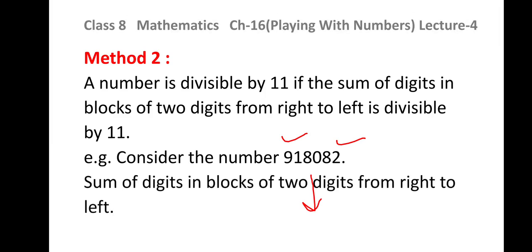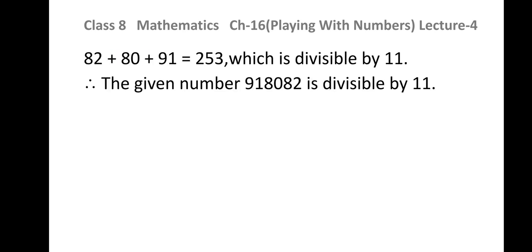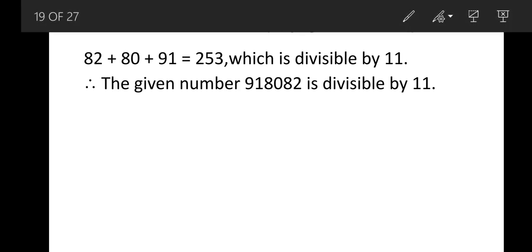Sum of the digits in blocks of 2 digits from right to left, that is 82 plus 80 plus 91, which is equal to 253, which is divisible by 11. So the given number is divisible by 11.